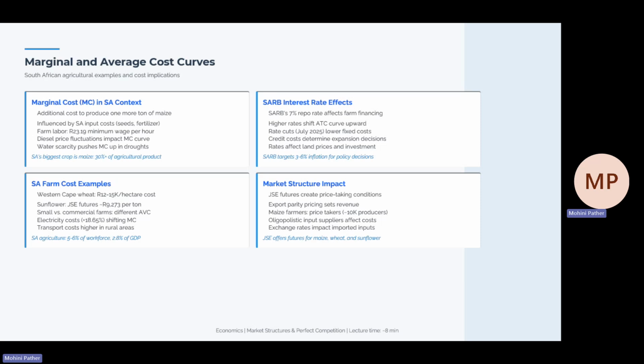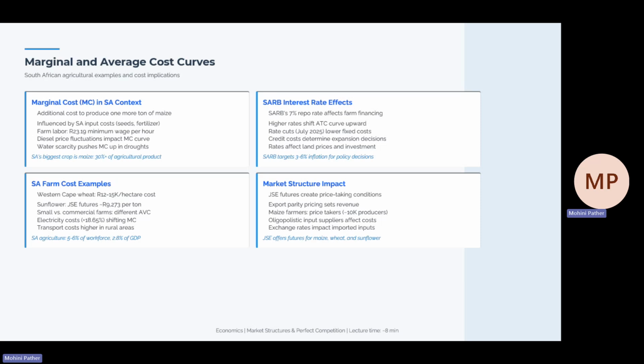Electricity costs have gone up by nearly 19%, also shifting your marginal cost curves. Transport costs have increased due to the increase in diesel and petrol costs from rural areas. The South African agriculture market employs 5 to 6% of the entire workforce, and delivers 2.8% of GDP.